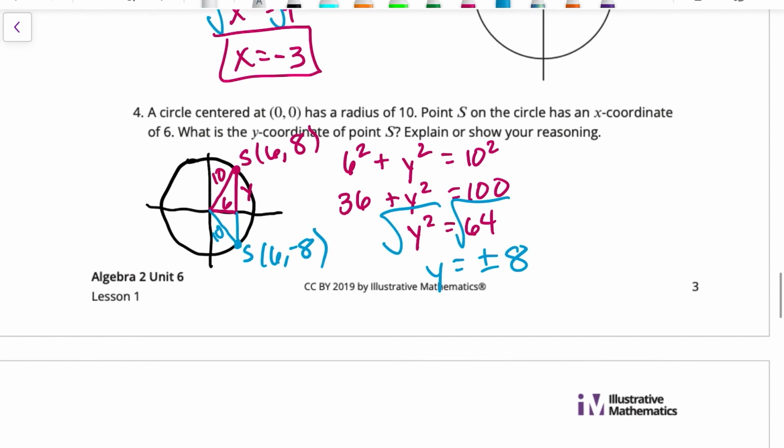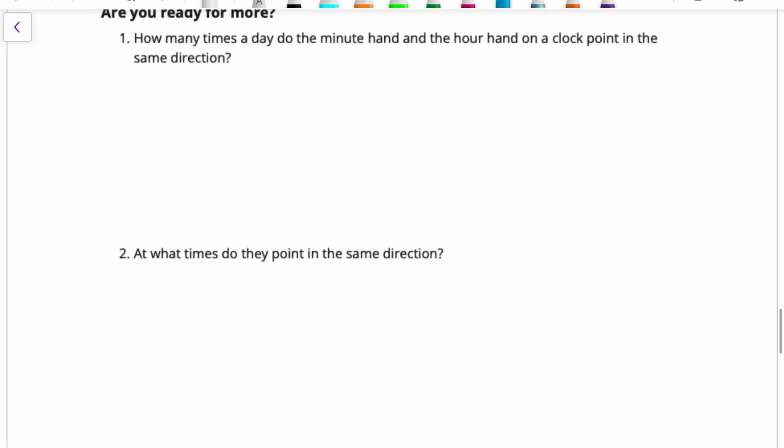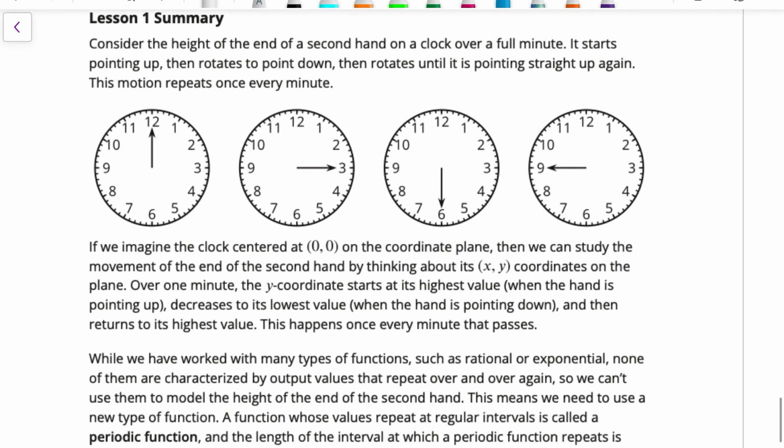All right, and then you have a summary. We're not going to do the Are You Ready for More? But you have the summary if you want to take a look at that.